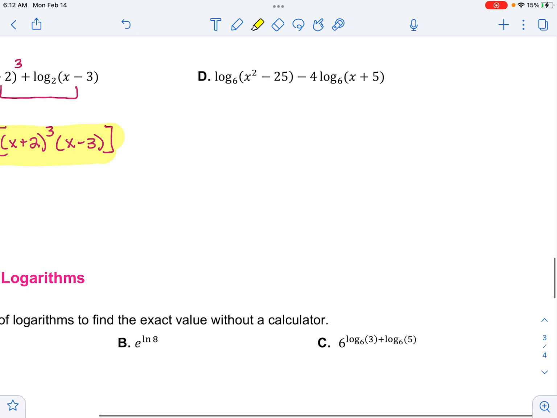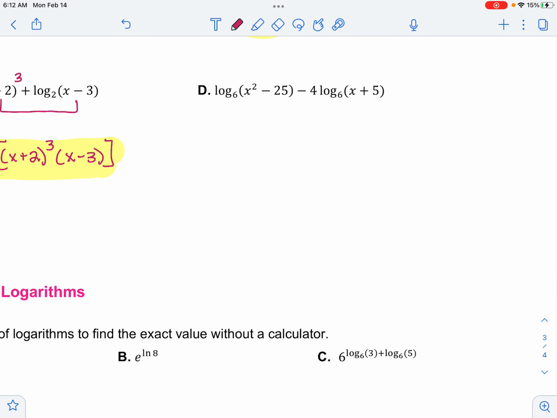And then one more. So this one, I can take this 4 here and put it up on top. And the subtraction tells me to take these two arguments and divide them. So I have x squared minus 25 over x plus 5 to the 4th.